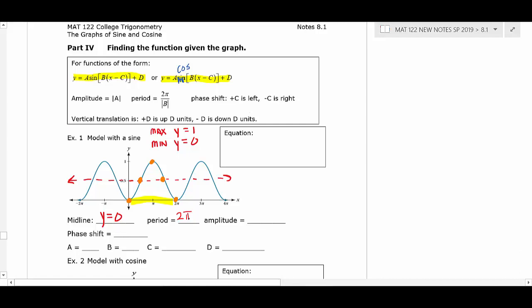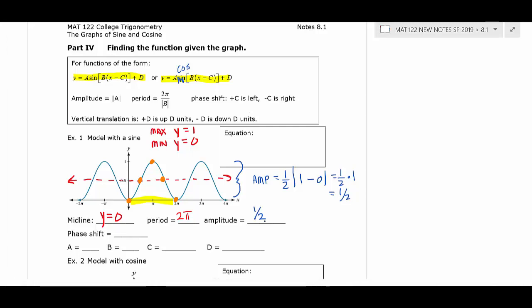All right, now the next thing is the amplitude. So the amplitude, you look up and down. Remember, the amplitude is half the distance from the max to the min. So the amplitude is going to be 1/2 of the maximum y, which is 1, minus the minimum y, which is 0. So that'll be 1/2 of 1, which is equal to 1/2. Okay, so the amplitude on this particular problem is 1/2. So we got that now.